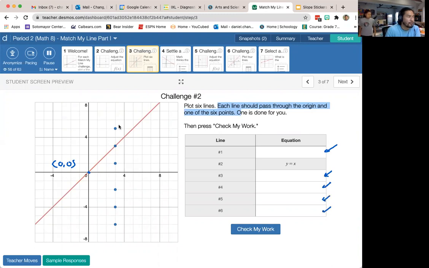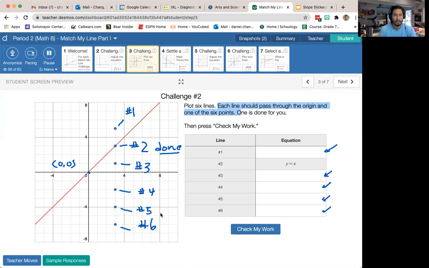And that refers to this point. This will be number 1. This is number 2, and you can see that this is done already for you. This is point 3 for line 3. This is the point that you need to go through for line 4. This is the point for line 5. And this is the point for line 6.